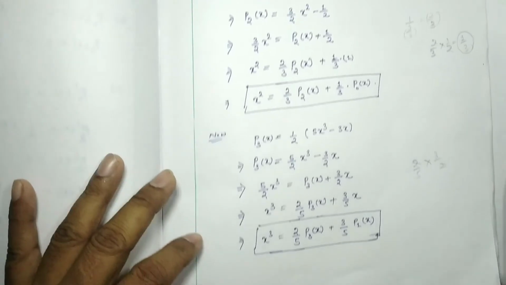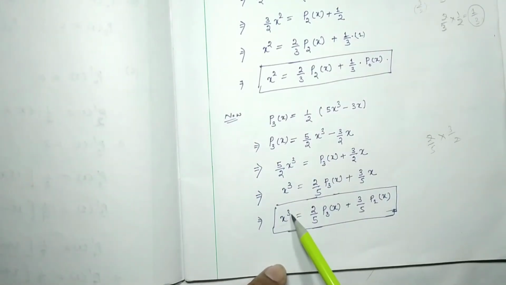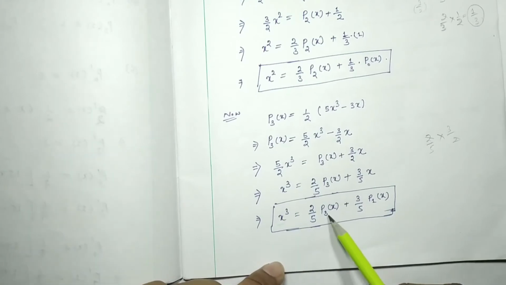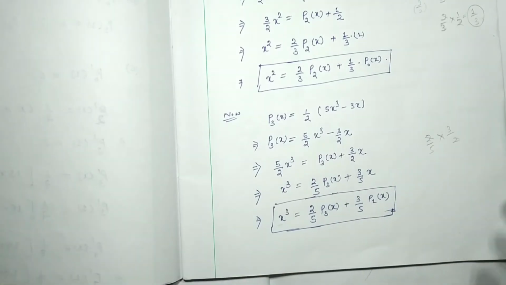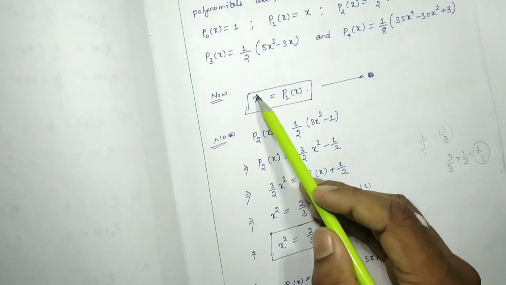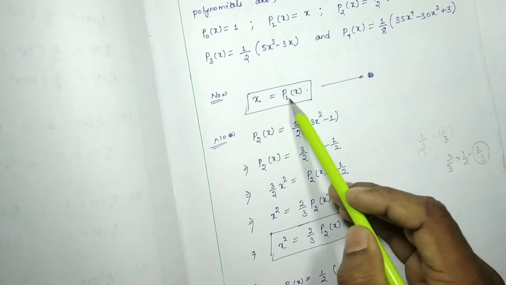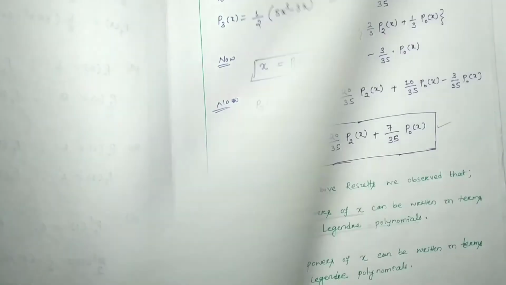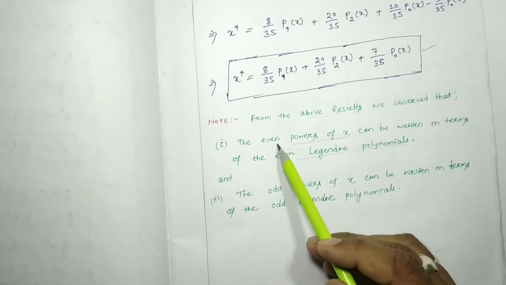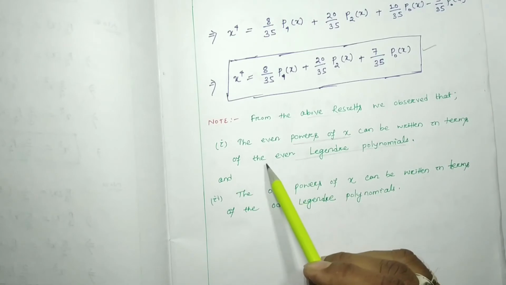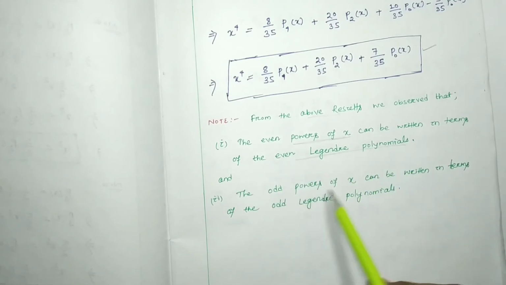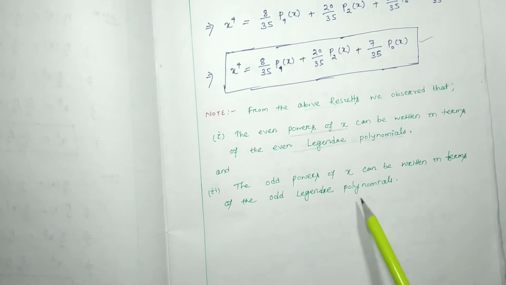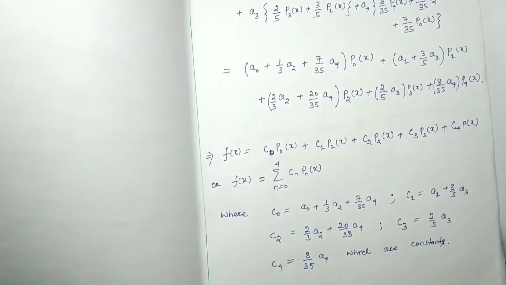Odd powers means we consider, suppose, x cube, cube means it is odd. See, this is expressed by P3 and P1. These are the odd Legendre polynomials. So we observe these things. Here x to the power 1 is also odd, and it is represented by an odd polynomial. So we observe from this that even powers of x are written by even Legendre polynomials, and odd powers of x are written by odd Legendre polynomials. Now we have to go for the next question.